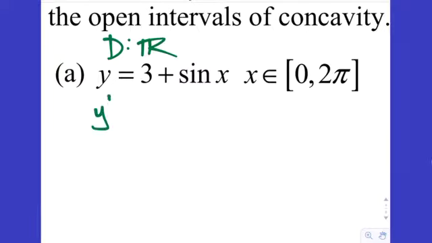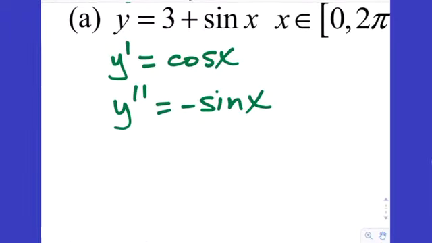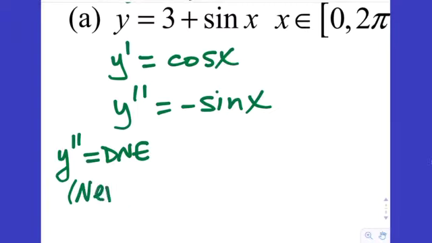We got to go through the first. So y prime is cosine of x. Y double prime is negative sine of x. And just like we would for critical values, you want to consider first, where is the second derivative undefined? Where is negative sine undefined? Never, right? So you're not going to get any solutions there.